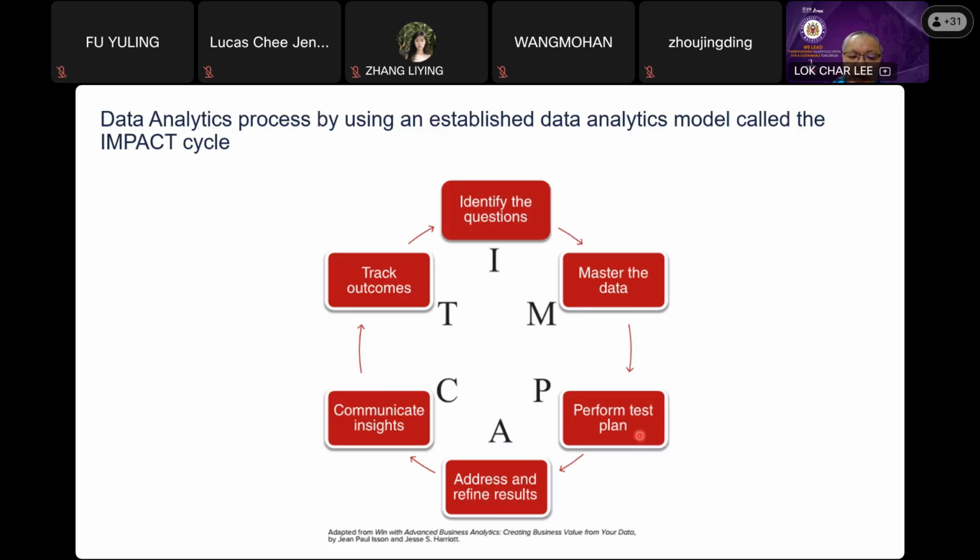After that, A is to address and refine the results. And C is communicate the insight. Communicate insight is about presentation of the output to the user, and then track the outcome. Finally we track the outcome, and this process can go back again to the questions and then master the data. And this is like a cycle. Then we keep on doing the same process.